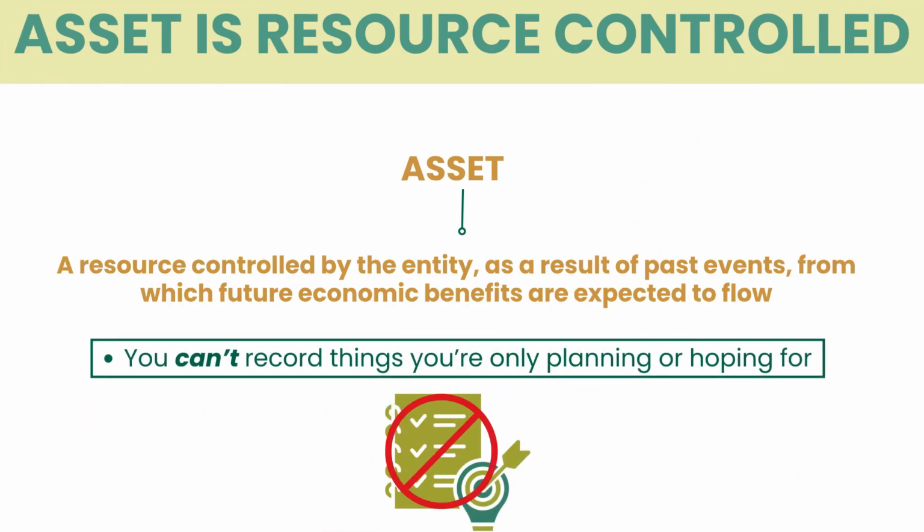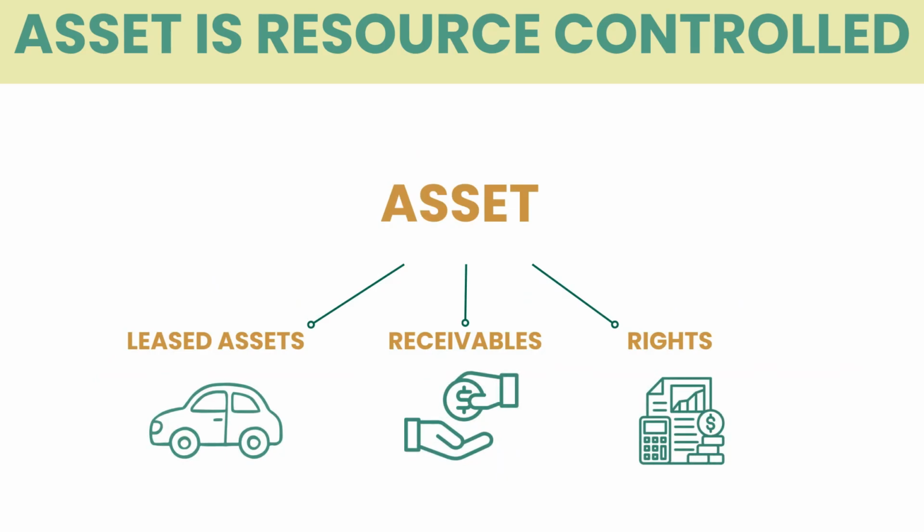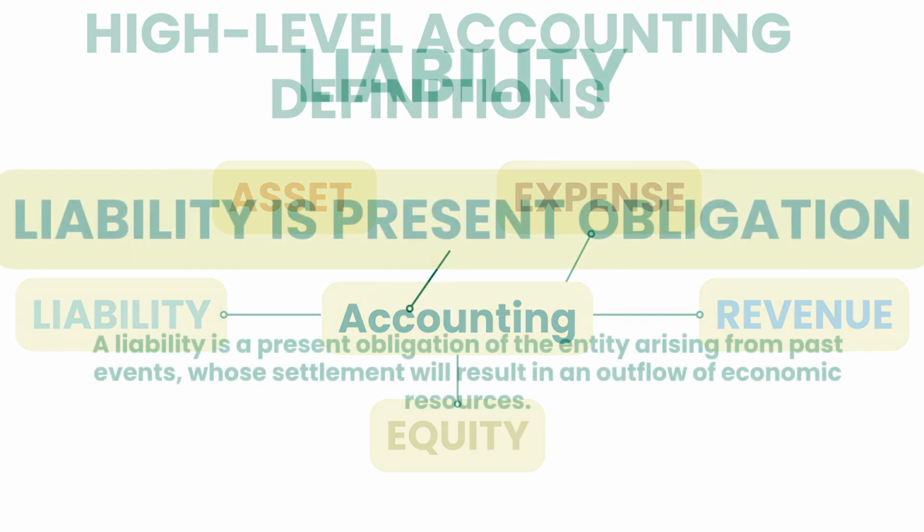Past event means you can't record future hopes. You can't record things you're only planning or hoping for. Future economic benefits can be cash, services, or cost savings. That's why leased assets, receivables, and even some rights qualify as assets. This is why accounts receivable are assets, even though cash hasn't been received yet. And this is why leased assets, like leased vehicles, can appear on the balance sheet because the company controls their use.